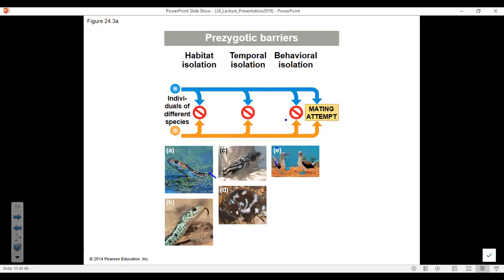And then we have behavioral isolation. They're trying to mate, but they don't have the right cues. This picture here is a blue-footed booby. I love that bird name. They have really cool feet.